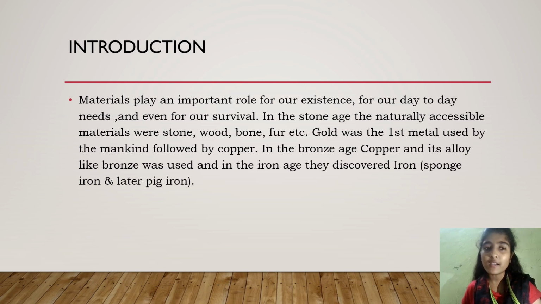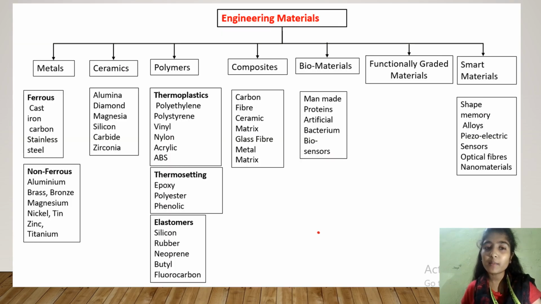And moving to the next slide, engineering materials, where I have given a flow chart and a diagram. I have mentioned several things in the engineering materials. First are metals, ceramics, polymers, composites, biomaterials, functionally graded materials, and smart materials. In the metals, there are two types, ferrous and non-ferrous, and I have included some examples of them also. Ceramics include alumina, diamond, magnesia, silicon, etc.